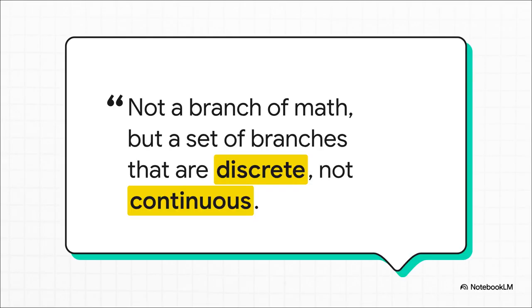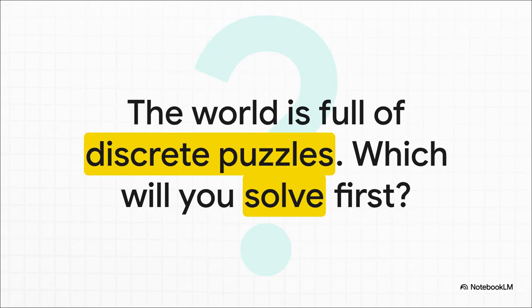Which really brings us to this perfect summary. Discrete math isn't just one thing, like algebra. It's more like a family of different mathematical fields, and they all share one single common property. They deal with things that are separate and countable. They are discrete, not continuous. So, from the way the internet is structured to the logic humming away inside a single line of code, our modern world is just built on top of a mountain of these fascinating discrete puzzles.